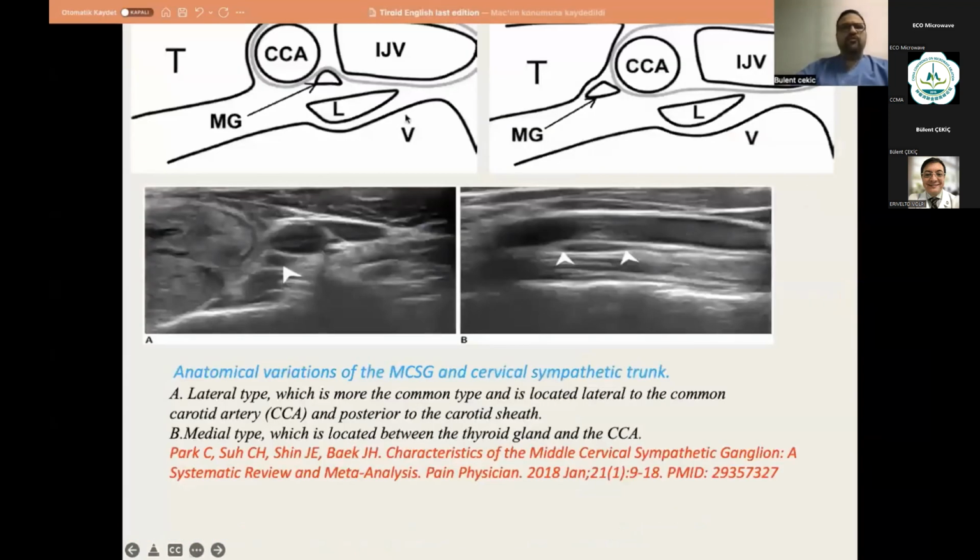Here is another anatomic variation, of the middle cervical sympathetic ganglion. Normally, the middle cervical ganglion is lateral to the carotid artery, but in some cases it is on the medial side, and when we see this, we must use hydrodissection.